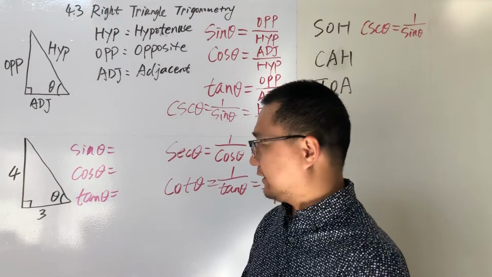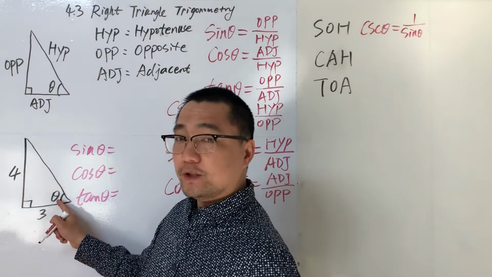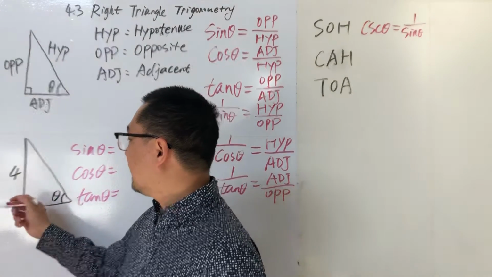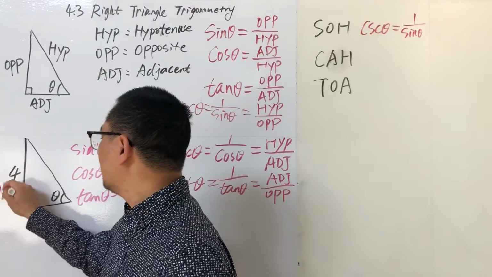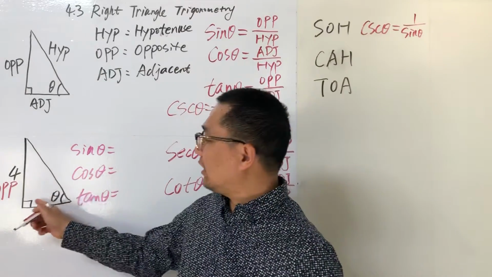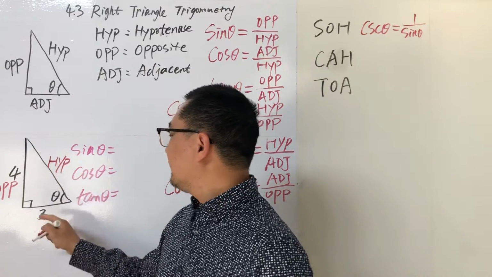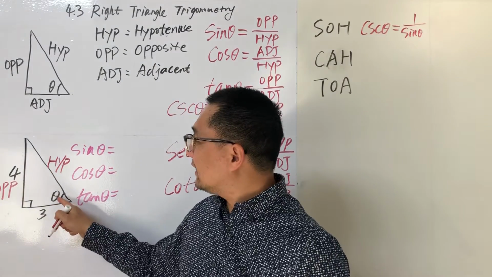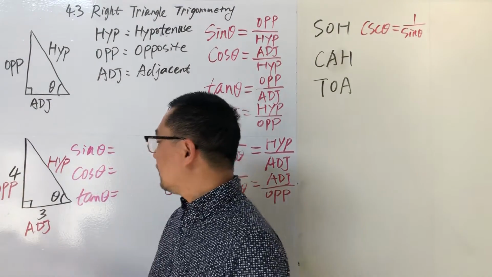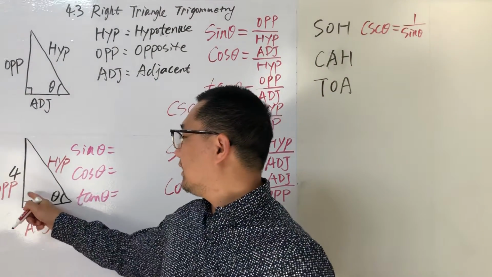Now I want to use this as an example. So as you know, the theta is here. So which side is opposite? It should be the side opposite of the angle. So this side is the opposite side, OPP here. And also the hypotenuse, always the longest side, is opposite of the right angle here. So this is the hypotenuse. And the other side is the side near the angle theta, so we call this side the adjacent side. So we already know adjacent and opposite because that's given information. Adjacent is 3, opposite is 4.